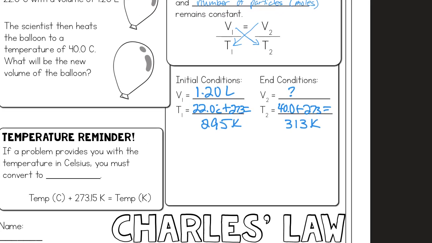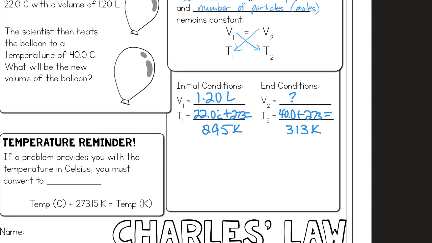So now I'm going to rearrange my formula. I'm going to cross multiply this side: V1 times T2 is equal to, cross multiply my other side, V2 times T1. V2 is what I have to isolate. That's what I want to stay here. I'm going to slide T1 over.